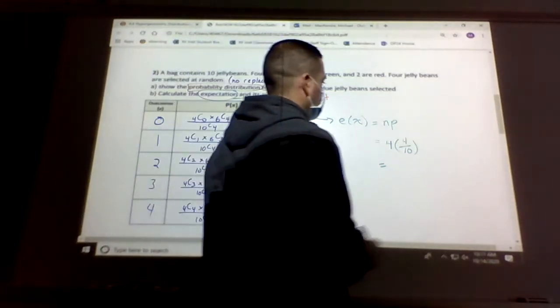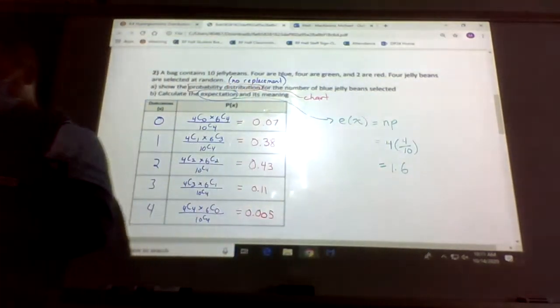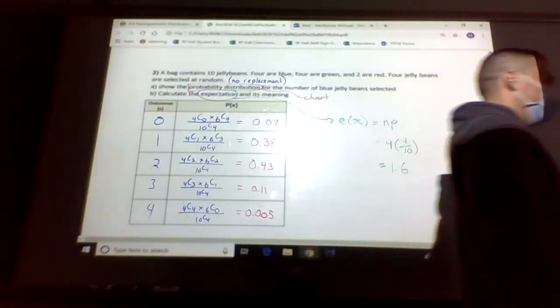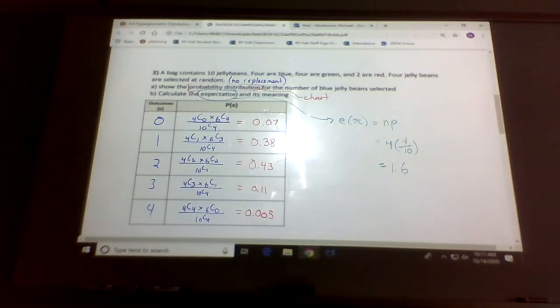Okay, and 40% of 4 is 1.6. So then the next part of that question says, what does it mean? What does that 1.6 mean?